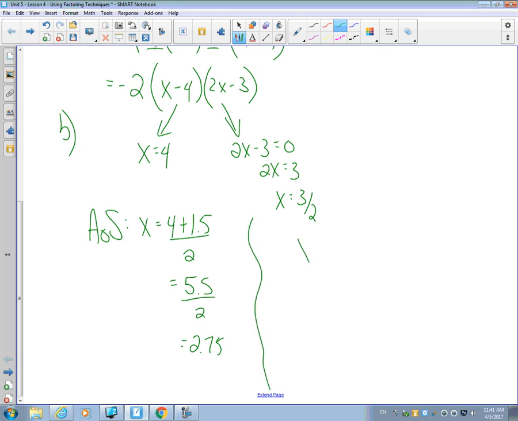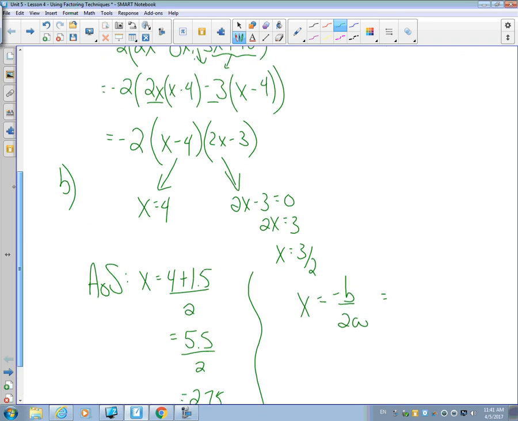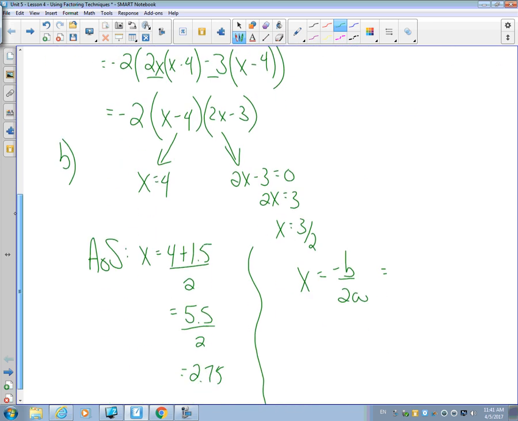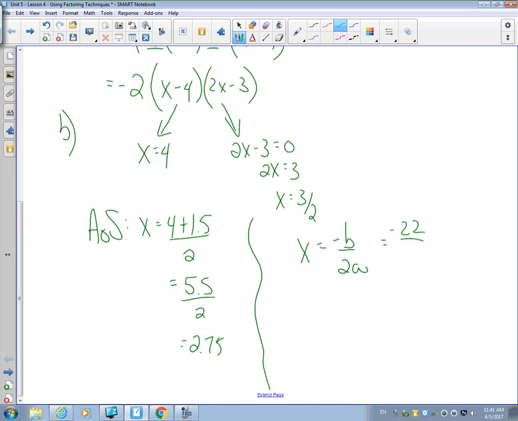Option 2 is I use my formula in standard form, -b over 2a. If I go back to standard form, way back up here at the top, b was 22. So now it's going to be -22 over 2 times a, and a was -4. So we get -22 over -8, which hopefully, just hopefully, comes out to 2.75. And it does. So either way, I have my x. X is 2.75.